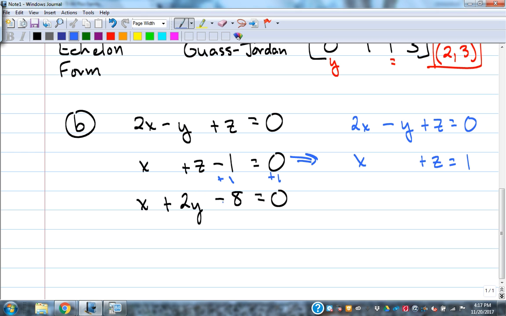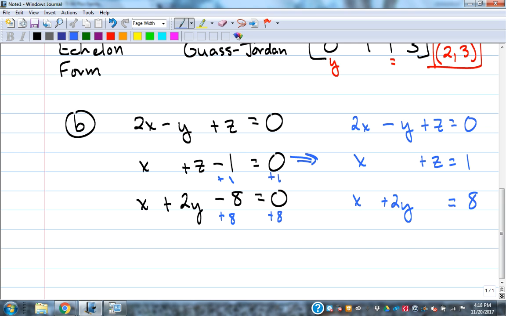And then on the third row, I got to move that 8. So it's going to be x plus 2y, no z's involved, and an 8. So this is a 3-variable system, even though a couple of the equations don't have 3 variables.